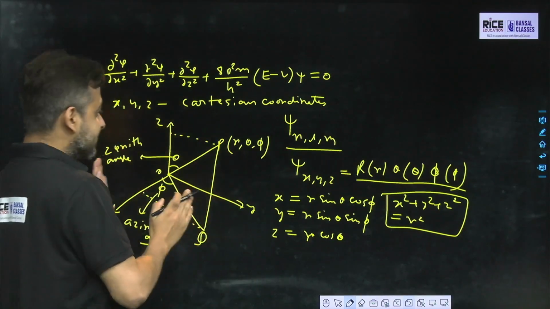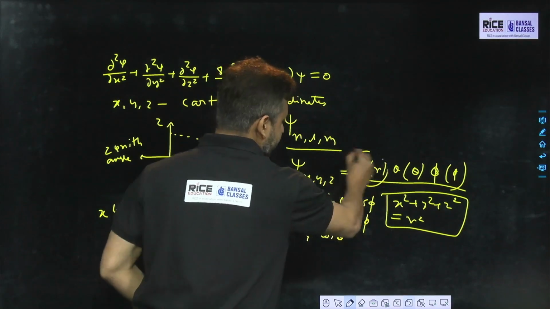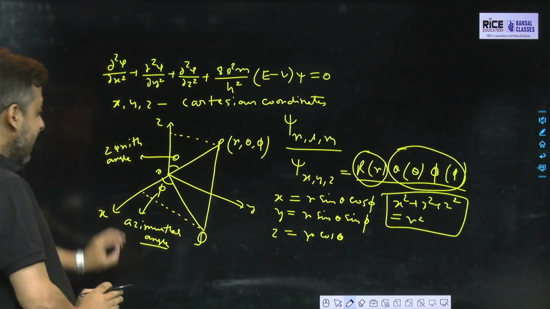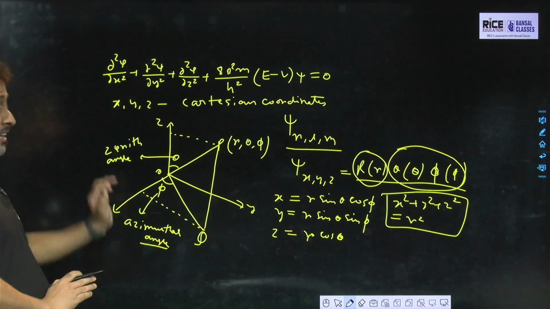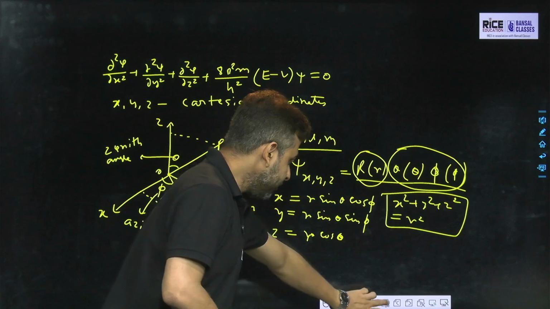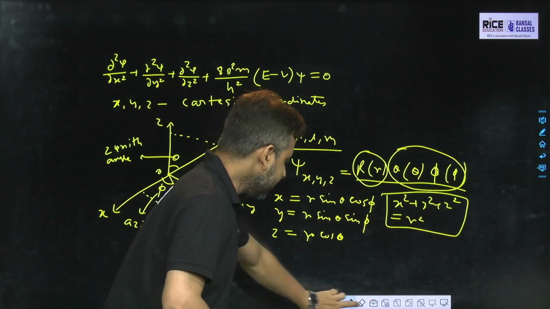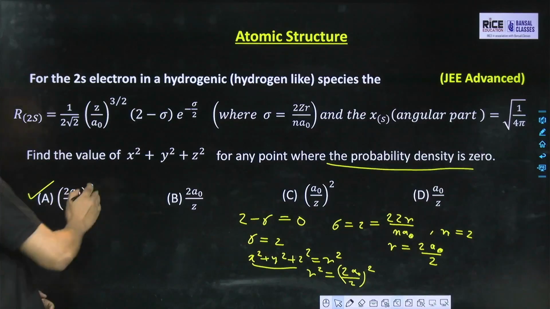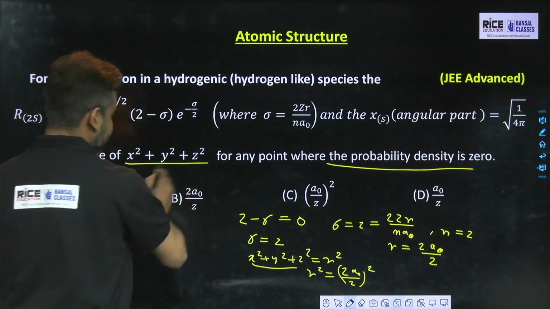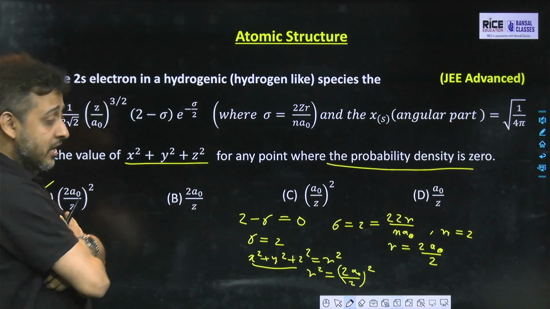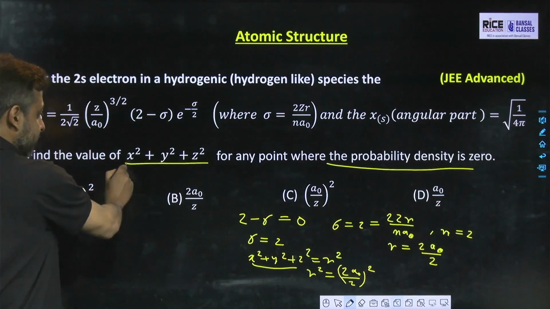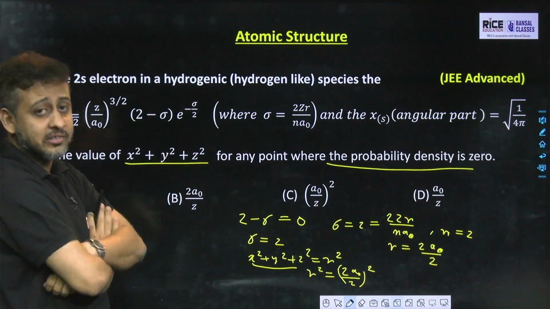What is this r term? This is the radial part of the wave function, and this is the angular dependencies of the wave function. From these spherical terms, we can solve this question. Again, going back to the question, what have they asked? You need to calculate the value of x square plus y square plus z square. From the spherical point of view, x square plus y square plus z square equals r square.